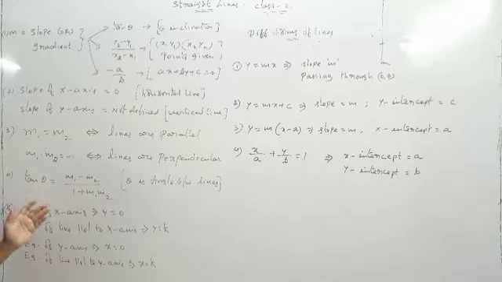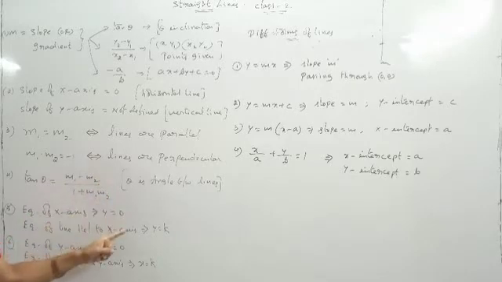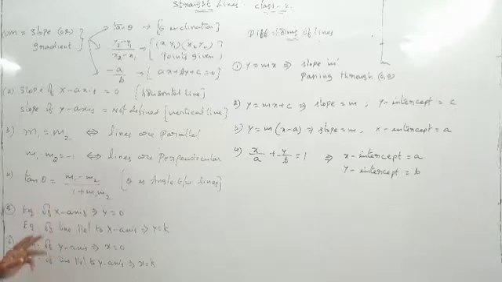If the lines intersect at some angle theta, then tan theta is equal to modulus of (m1 minus m2) by (1 plus m1 m2), where theta is the acute angle. Now the equation of the x-axis is y equals 0. Any line parallel to the x-axis is y equals k. The equation of the y-axis is x equals 0. Any line parallel to the y-axis is x equals k.